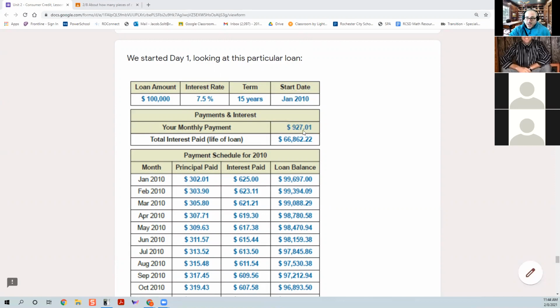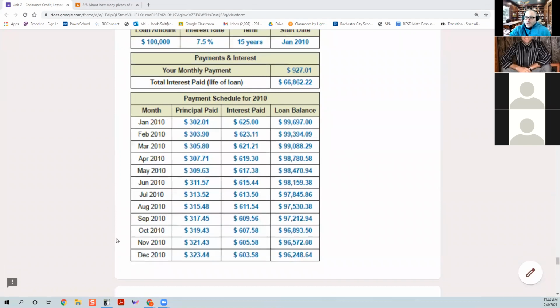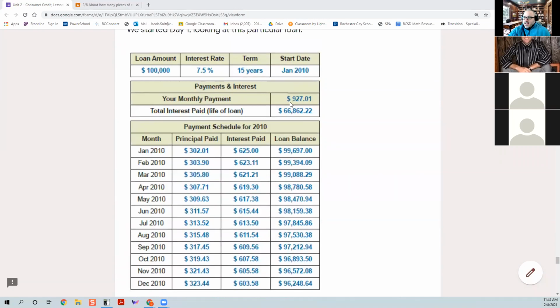They calculated the monthly payment to be $927.01. And this is called an amortization table, a payment schedule. Now, it doesn't go to the end of the loan. It just talks about the first year. But this is what the first year of that loan looks like. And again, I want to point out some important pieces to this. One piece is that this person is paying back $927.01 every month.